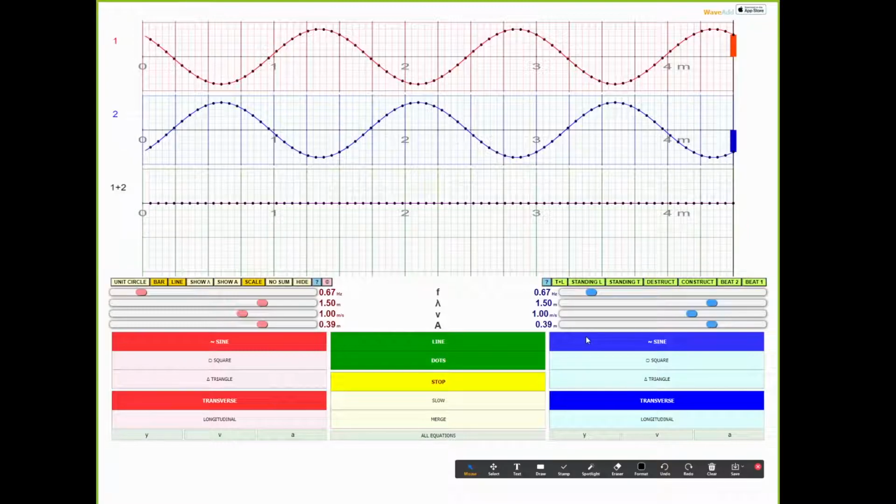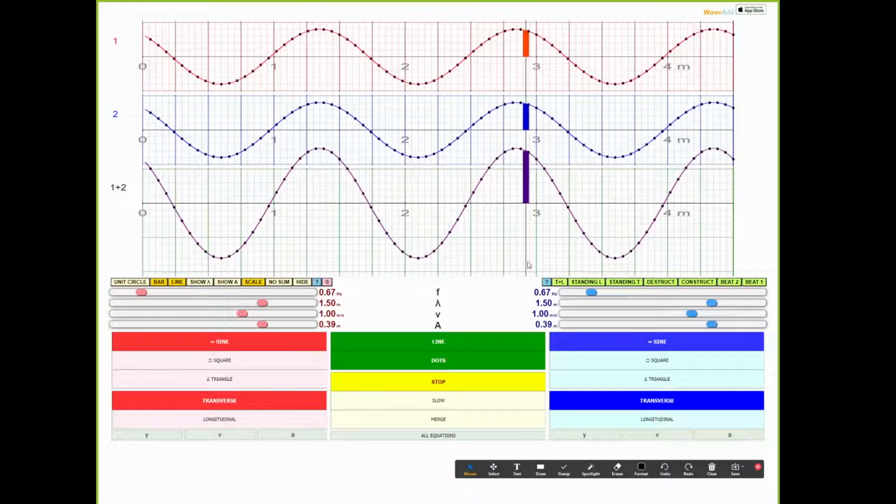All right, 10 more seconds to write down your prediction about constructive interference. Is this what you predicted? Meaning the purple line down at the bottom. Or does it look similar to what you predicted?